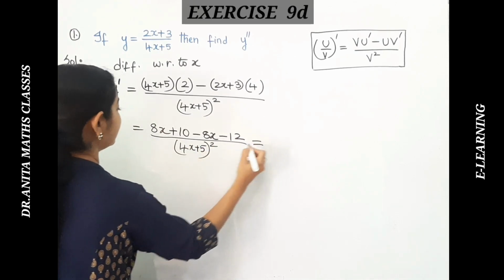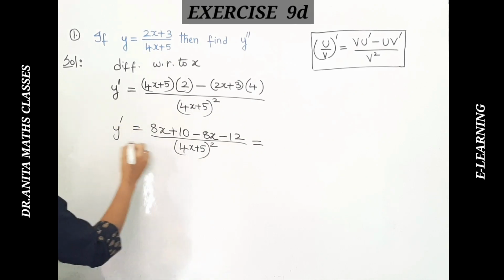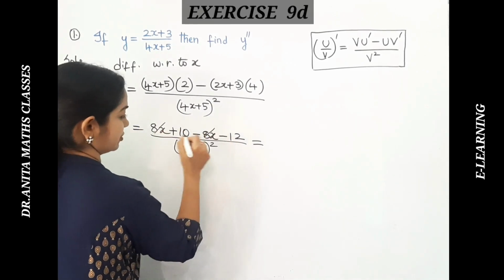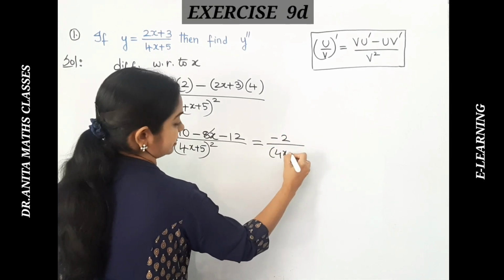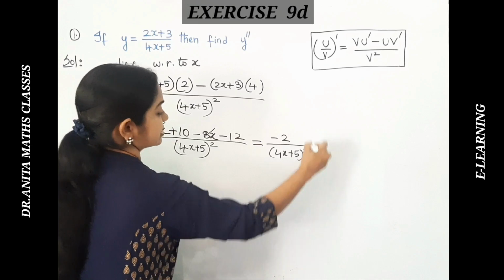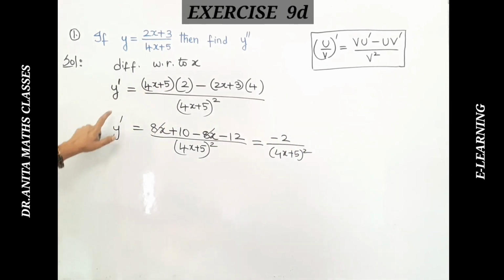So this can be simplified. This is the first derivative. 8x goes off, and 10 minus 12 is minus 2, upon (4x plus 5) whole square. This is the first derivative, y dash.